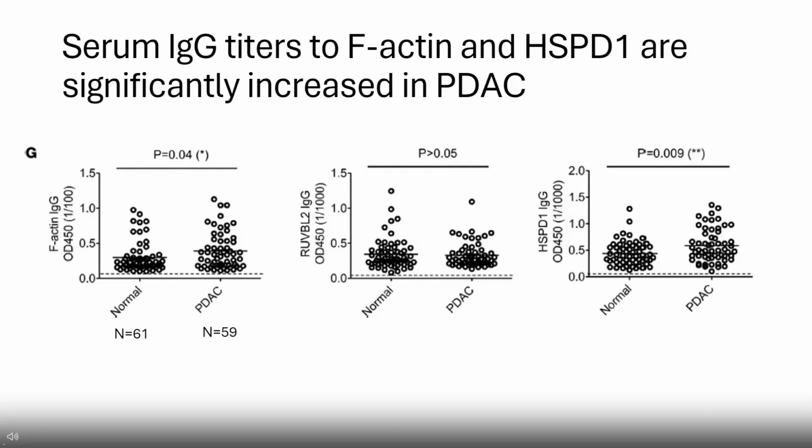Because those antibodies come from individual patients, we want to know whether this antibody response can be general in pancreatic cancer as well. So we collaborated with another lab and obtained a cohort of serum samples from 59 pancreatic cancer patients and 61 normal healthy control donors. Interestingly, we found the IgG response to F-actin is significantly increased in pancreatic cancer, and the antibody response to HSPD1 is also significantly increased. The antibody response to RUVBL2 was not. So this indicates that at least two of the antibody-antigen responses are likely common to pancreatic cancers.